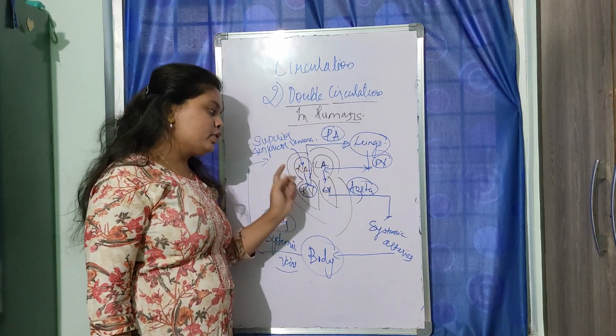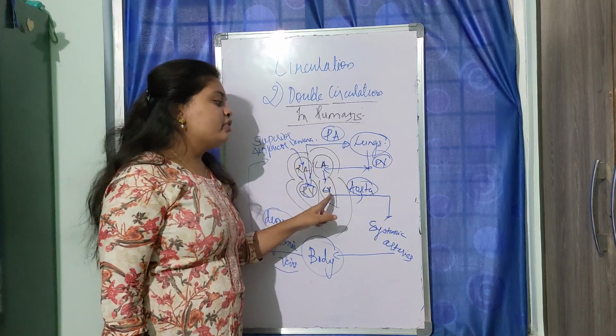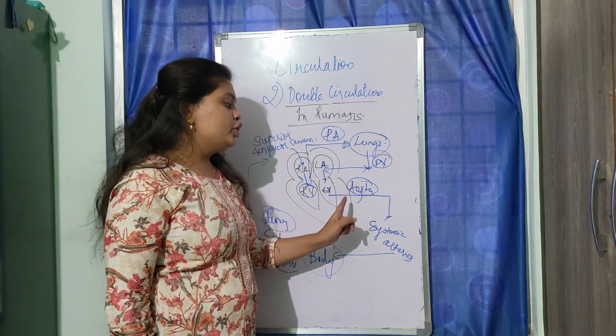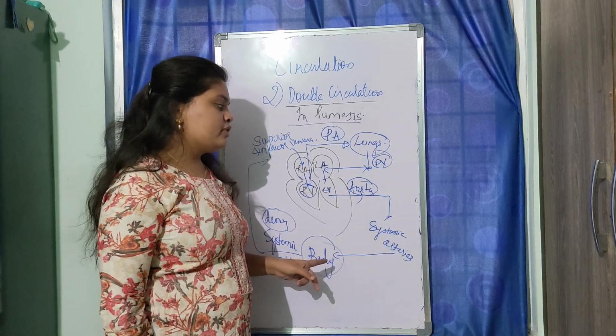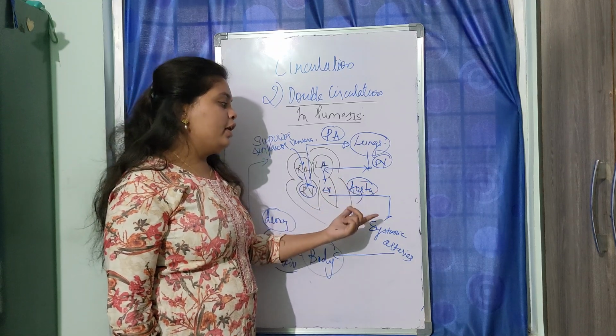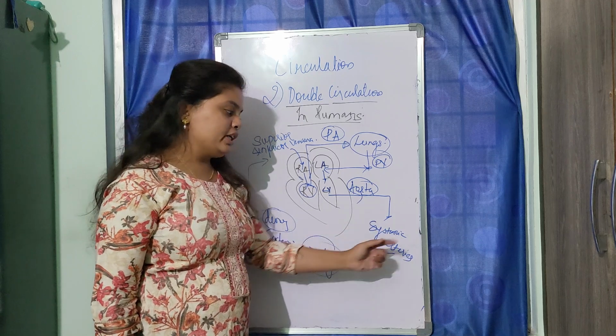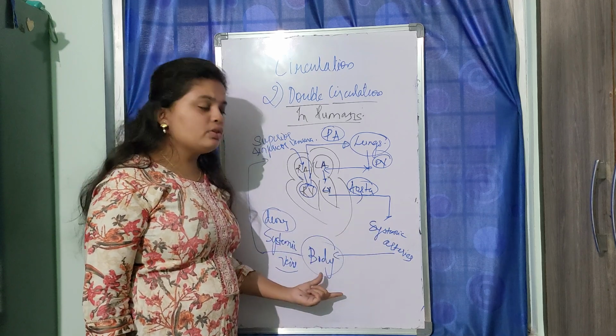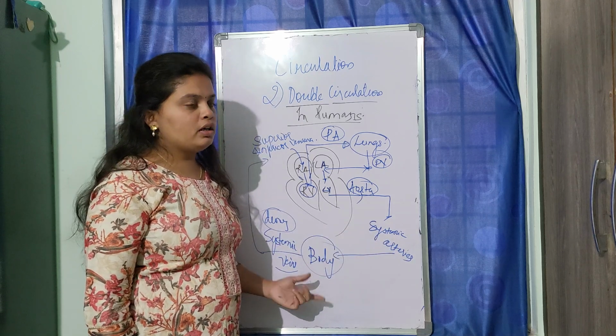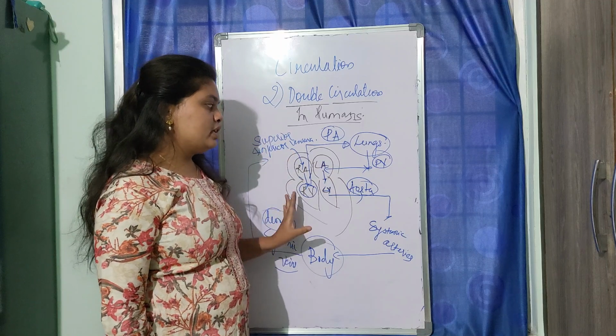From left atrium it goes to left ventricle, and from left ventricle it is sent to all parts of the body via aorta. Aorta, with the help of systemic arteries, makes sure all body tissues receive oxygenated blood. This is all about the double circulation.